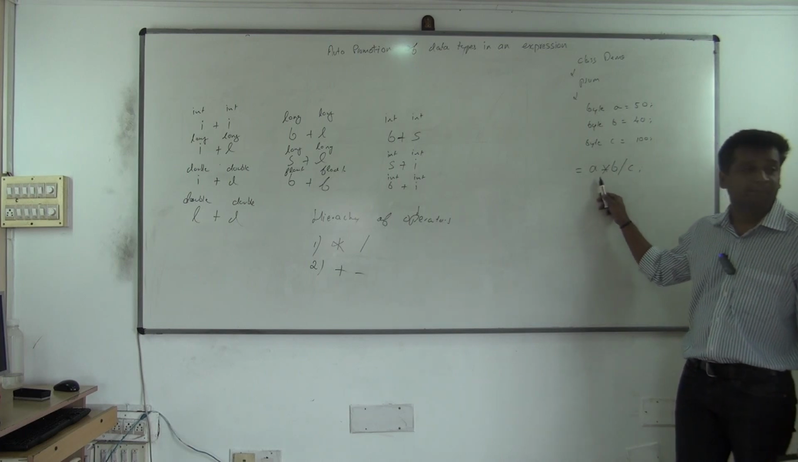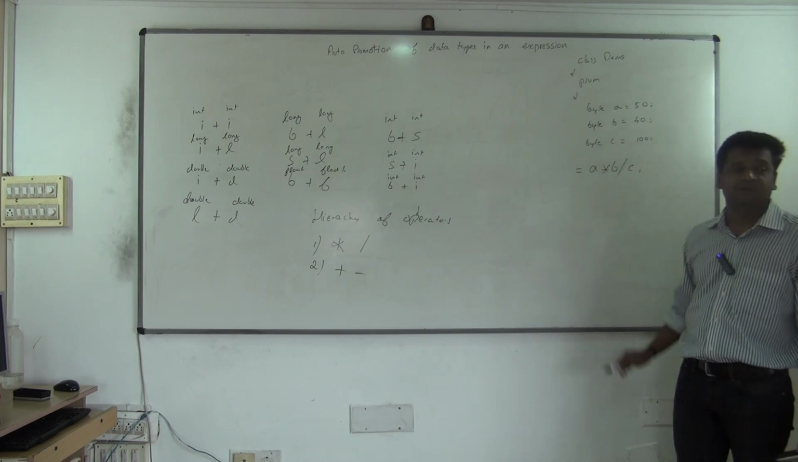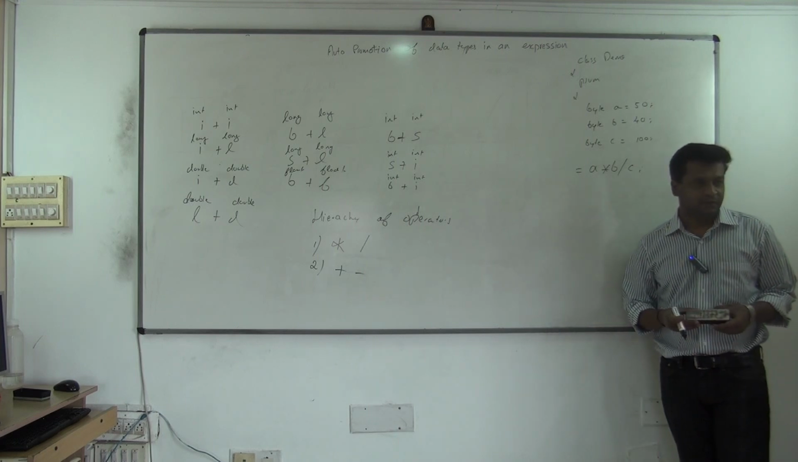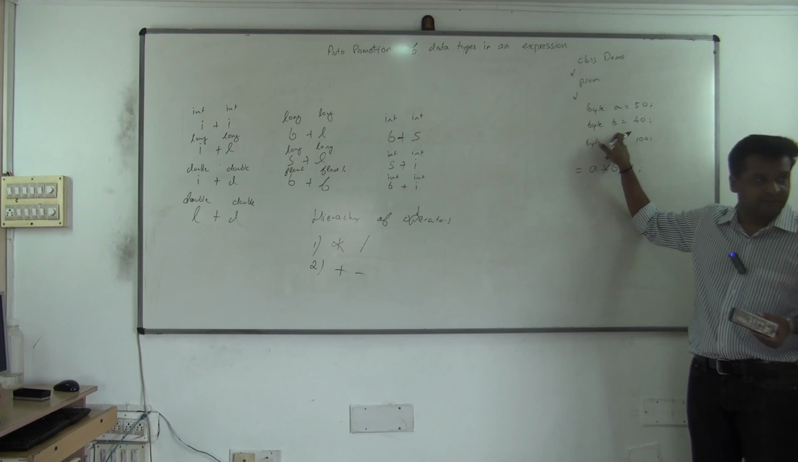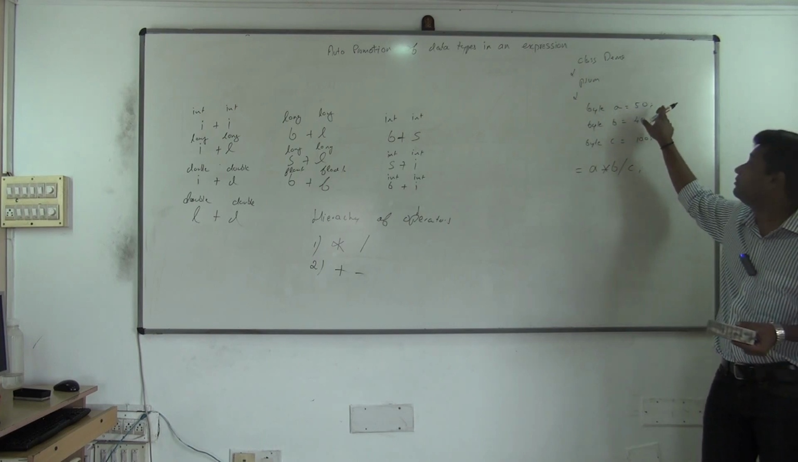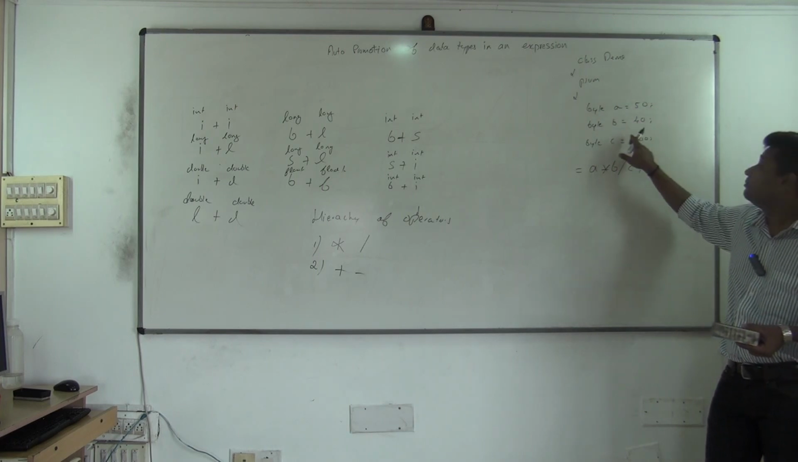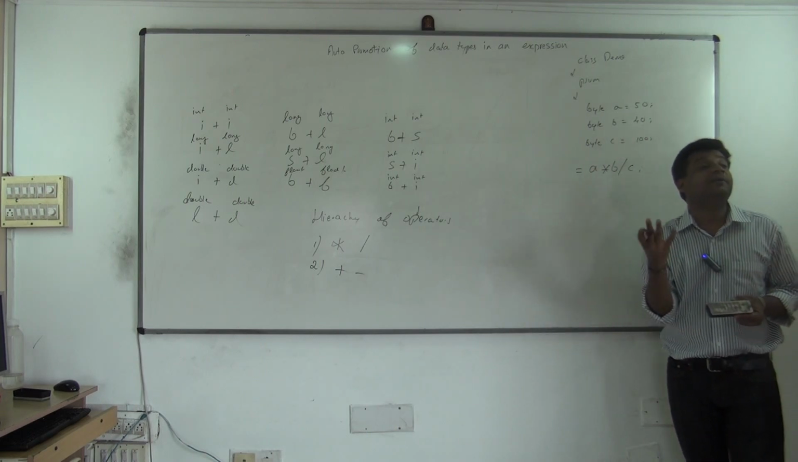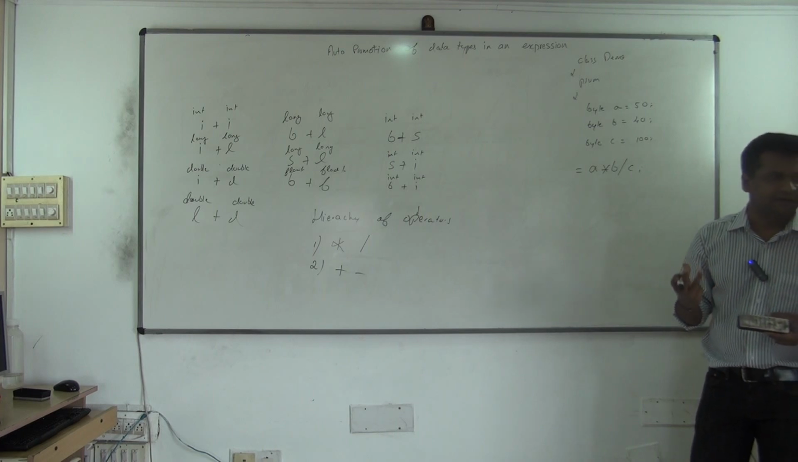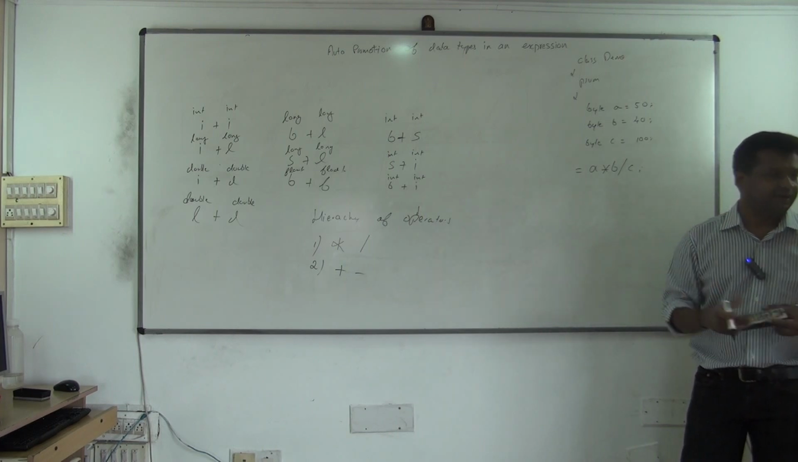So now first what will happen? Multiplication will happen. So A into B is how much now? 50 into 40 is 2000. A is of byte type, B is of byte type. A value is 50, but it is of type byte. B value is 40 and it is of type byte. But when you multiply, the intermediate result, 2000, is outside the range of byte. It is exceeding.